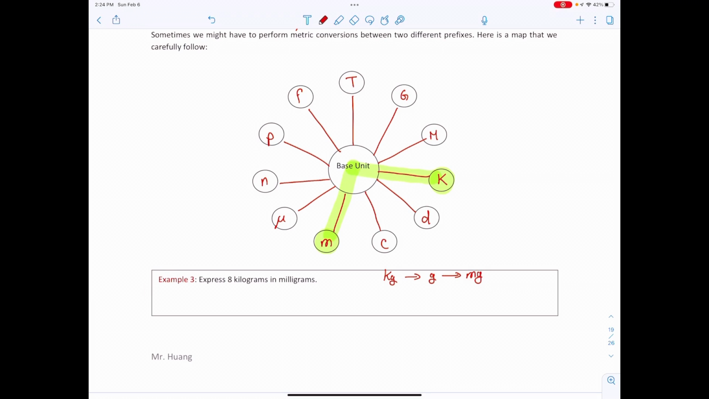So let's do that. Okay, always start with what we're looking for. So mg equals. Then we put down our starting value. So this is 8 kilograms or 8 kg. Okay, so the first step here, we're going to go from kilograms to grams. And so the conversion factor that I'm going to use is going to be between kilograms and grams. Once again, the units that you don't want, we put that at the bottom, and the units that we want is going to be at the top.